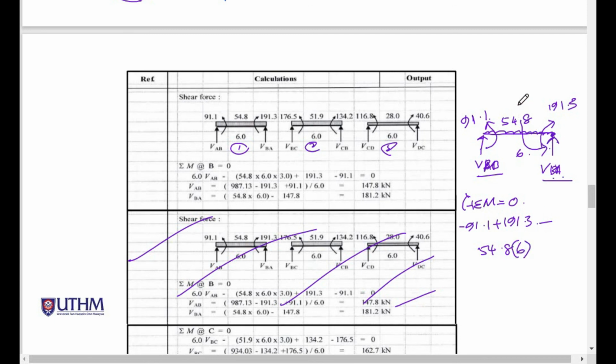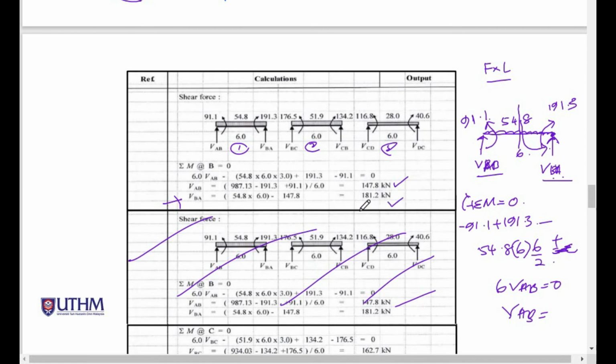Okay, because moment is force multiplied by length, this one is 6 divided by 2. Okay, so equal to, oh sorry, one more, VAB. So plus, this is positive. Okay, 6 VAB equal to 0. And finally we get VAB equal to 147.8. And next, you calculate VBA.